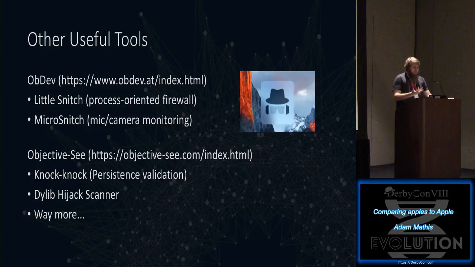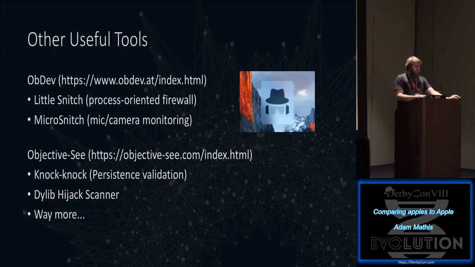And a couple other useful tools. Objective-See... rather, Obdev has Little Snitch, which is probably the most popular firewall for Mac systems, process-oriented. Every process that wants to make a network connection, if it's not already allowed by some rule, is going to say, hey, your DNS resolver wants to talk to this thing now, or your shell wants to talk to this Russian website or something like that. So it's a great way to find evil stuff and knock it out early.